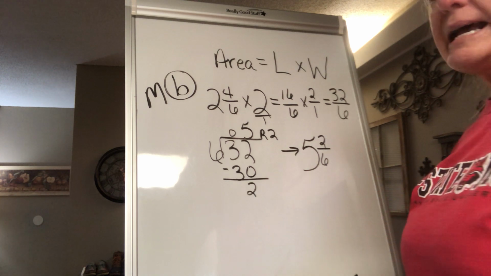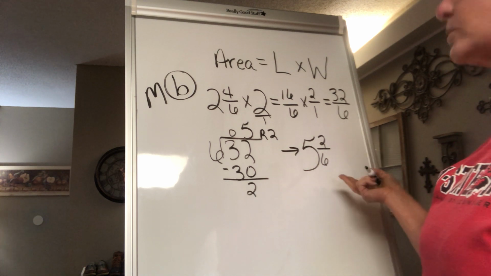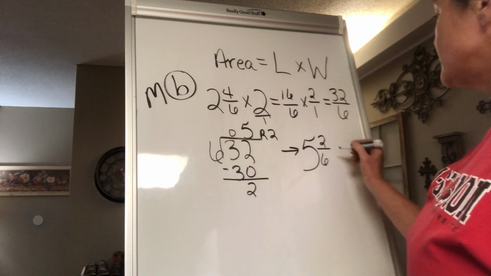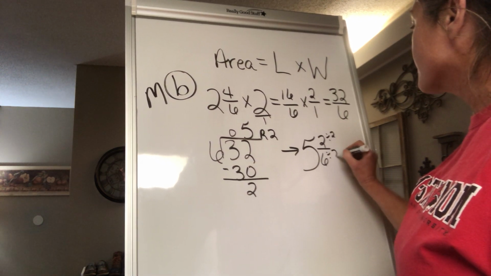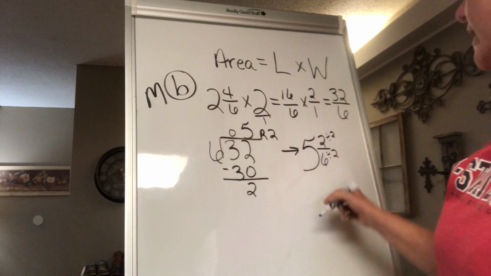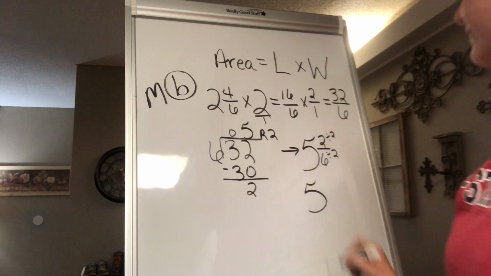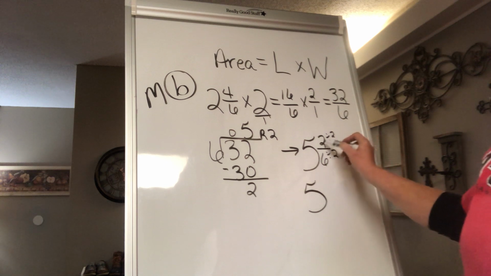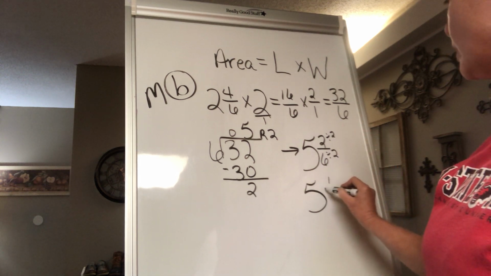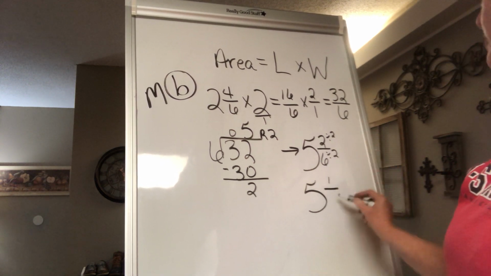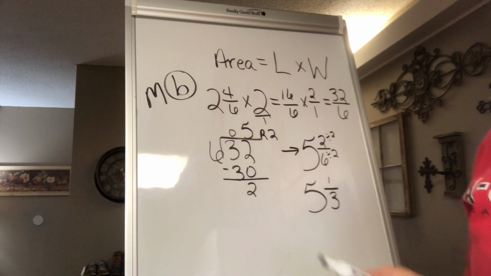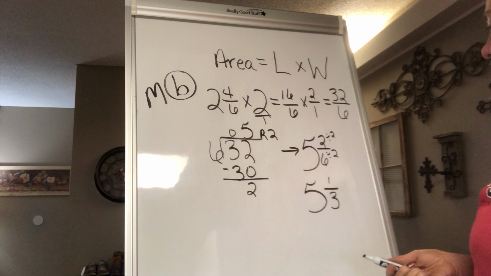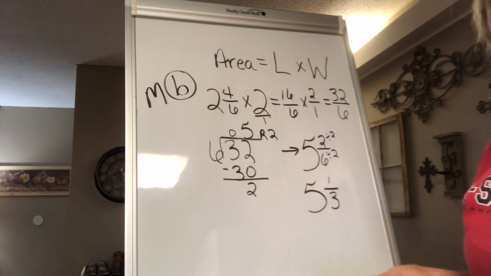Now, if I had asked you to simplify it, because this is correct, but if I asked you to write it in simplest form, again, both of these are divisible by 2. So it wouldn't change our whole number. We still have 5 whole ones. 2 divided by 2 is 1. 6 divided by 2 is 3. So it makes a lot more sense to tell somebody that the area of the garden is 5 1/3.